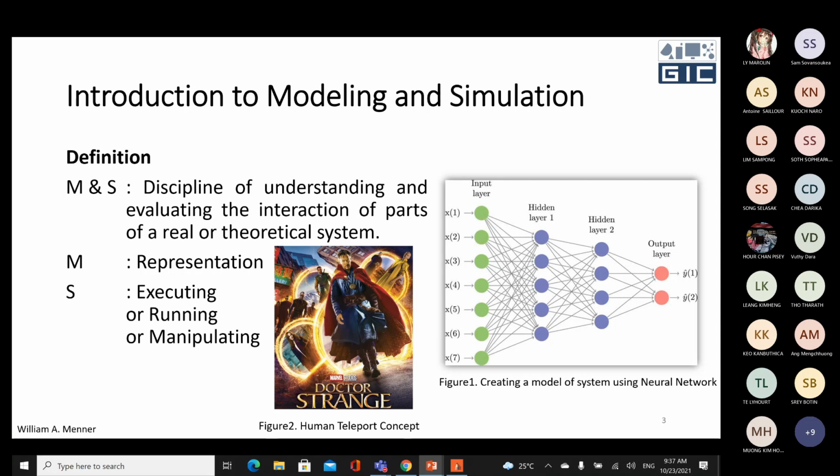So about the definitions, if we talk about modeling and simulations, modeling is a discipline or a rule that we use to understand something, in order to evaluate the interaction of the parts of a real or theoretical system. Normally, some system is a real one, and we try to evaluate it. So how can we evaluate it? In some company, for example, when I work in a software engineering company, I try to develop one system or one application.